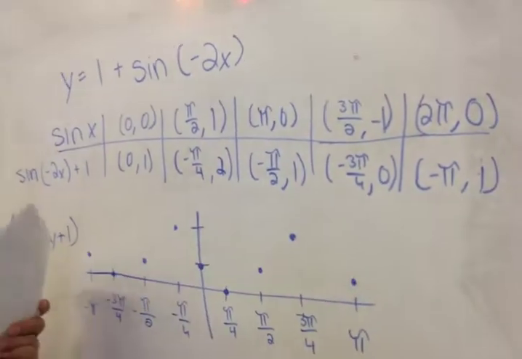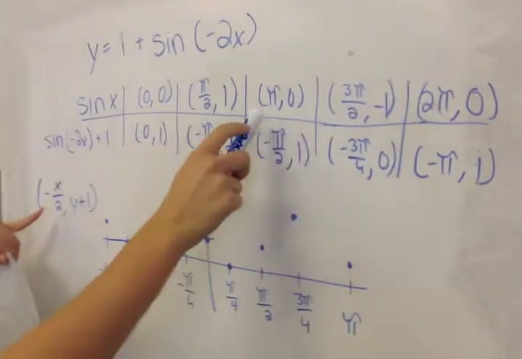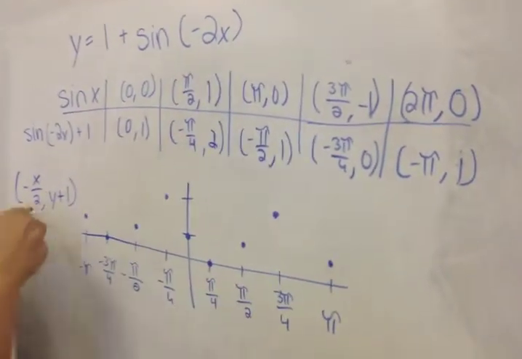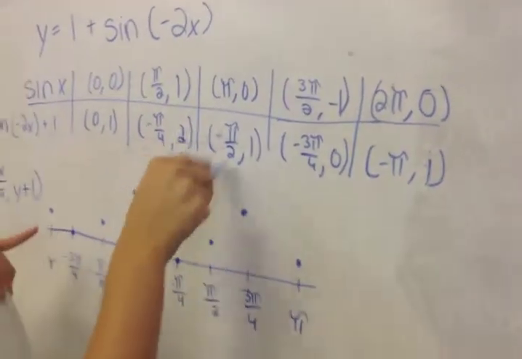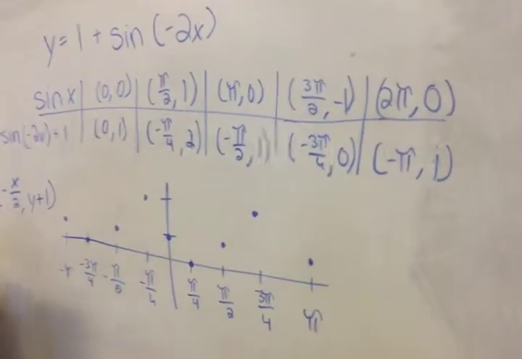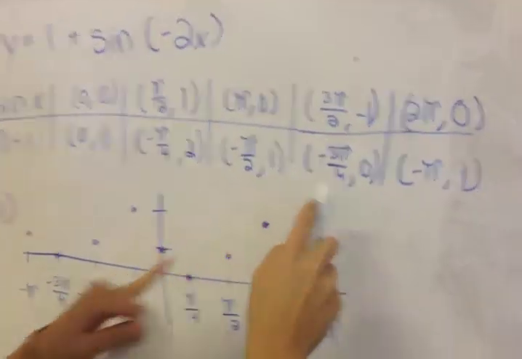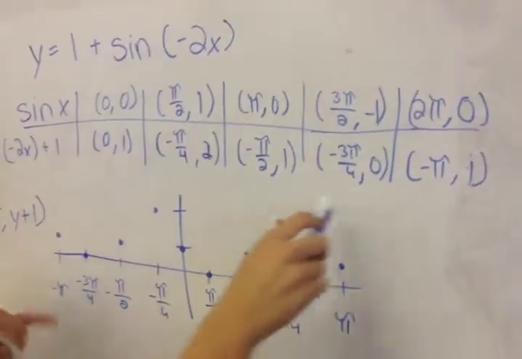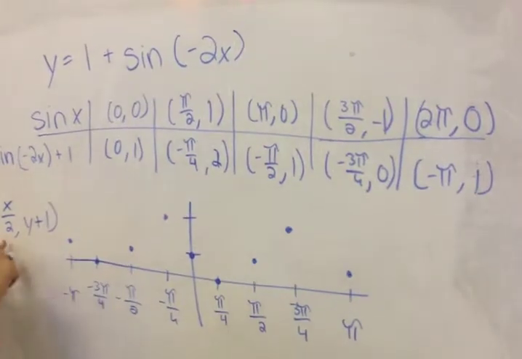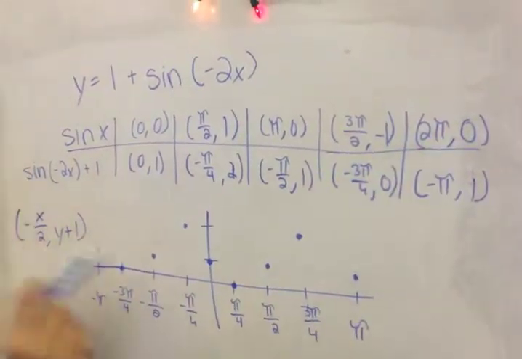Pi, 0 would become negative pi over 2, 1, because pi over negative 2 would be negative pi over 2, 0 plus 1 is 1. 3 pi over 2 would be multiplied by negative 1/2, which would equal negative 3 pi over 4. Negative 1 plus 1 is 0. 2 pi over 2 would equal negative pi, because it's a negative sign. 0 plus 1 is 1.